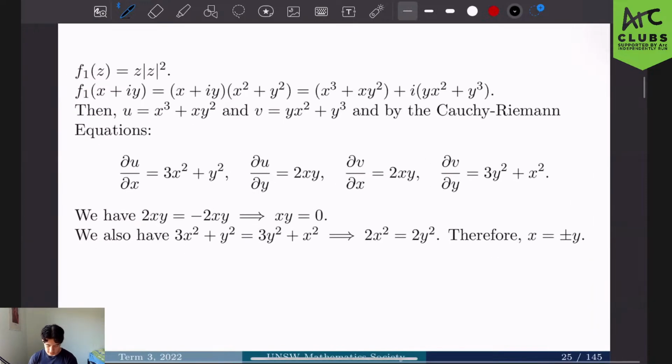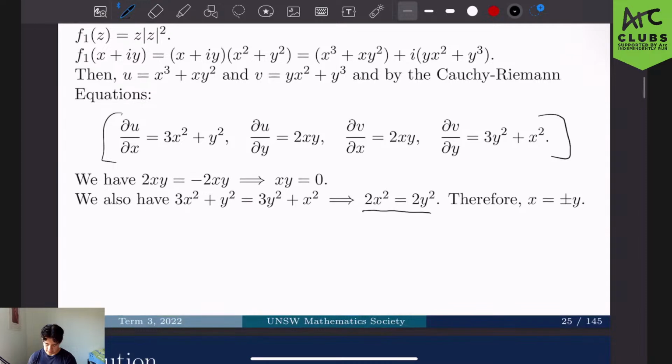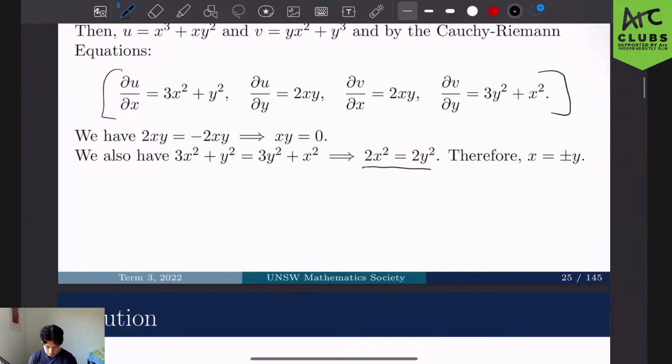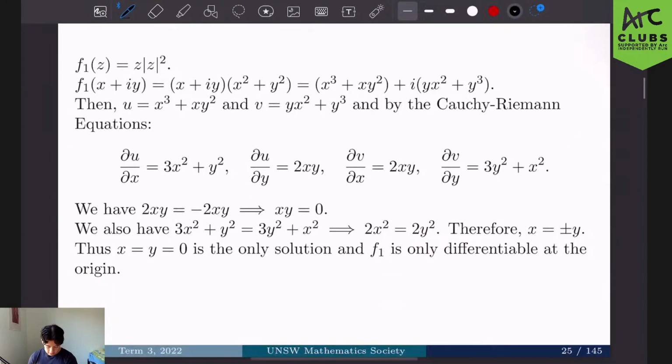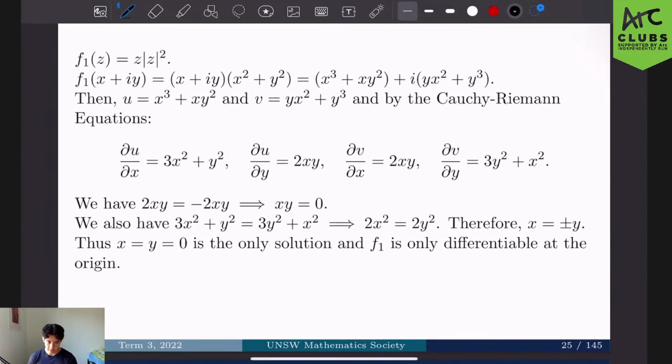Right, so then the next equation is this first term equal to the fourth term. Rearranging this actually gives us 2x squared equals 2y squared. And this is satisfied when x is equal to plus or minus y. So now we just have to combine these two conditions and see when the Cauchy-Riemann equations are satisfied. We can see that x is 0 and y is 0 is the only solution, and therefore this function is only differentiable at the origin.